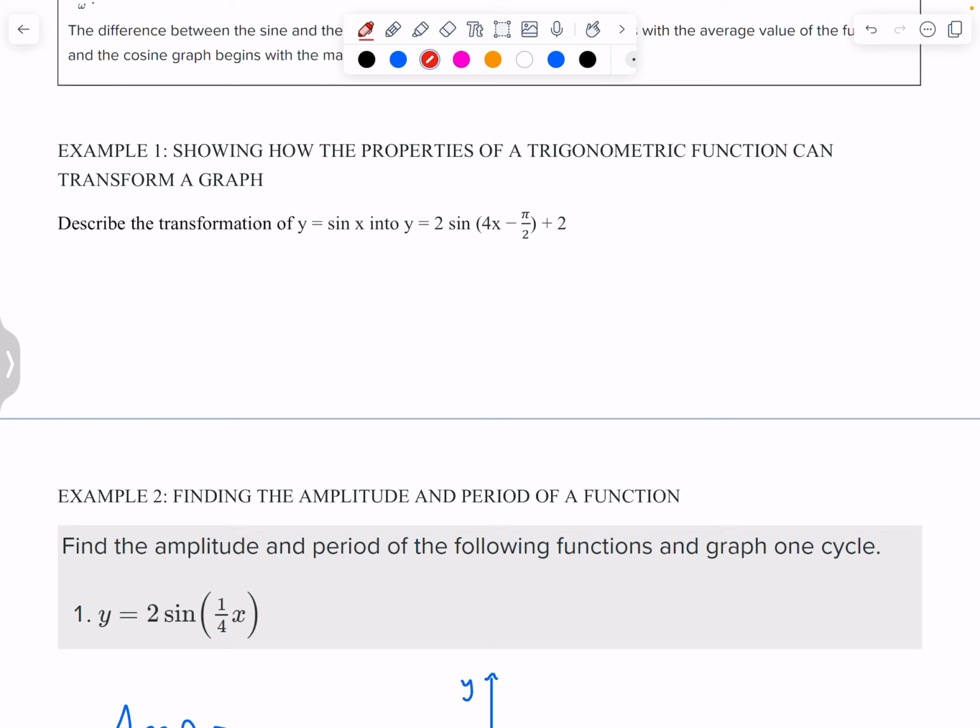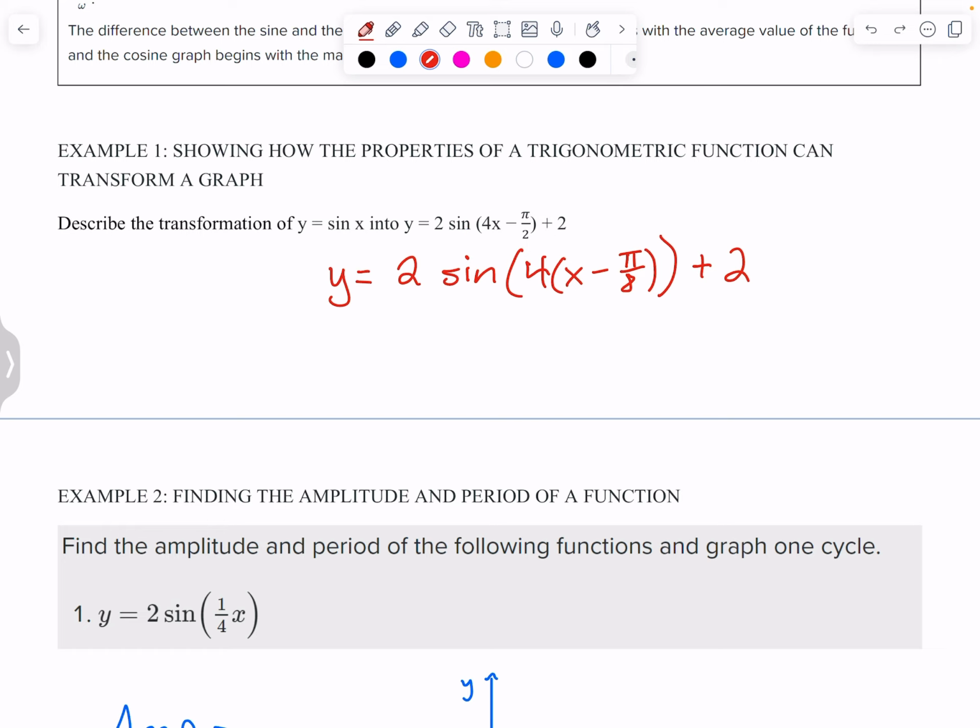They want us to describe the motion or the transformation from sine to that function there. So first thing I'm going to do is rewrite this sine function, and remember we want this b to be out of our expression inside. So I'm going to factor a 4 out, and that's going to give me pi over 8 plus 2. This 4 needs to be able to distribute back to get to our original expression.